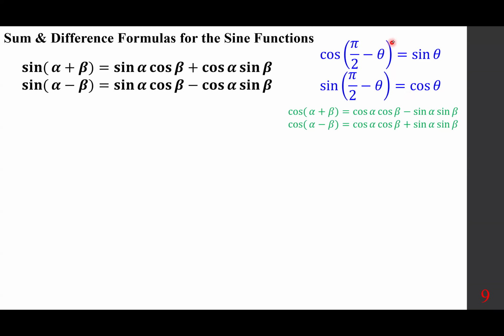But by the way, the idea is that the two angles, theta and pi over 2, are complementary, add up to 90 degrees. And you recall from a right triangle that the sine of one side is cosine of the other one, right? Of course, we're talking about acute angles. So let's start with this.